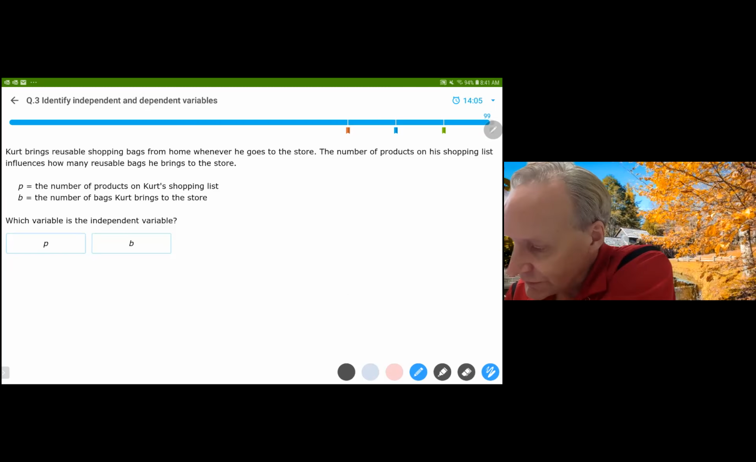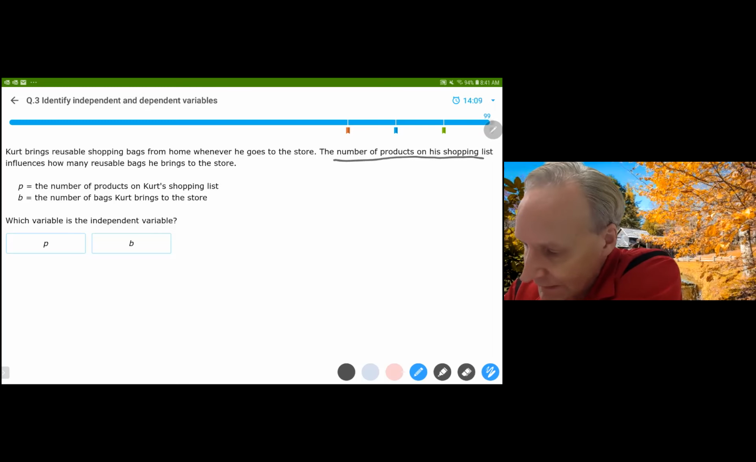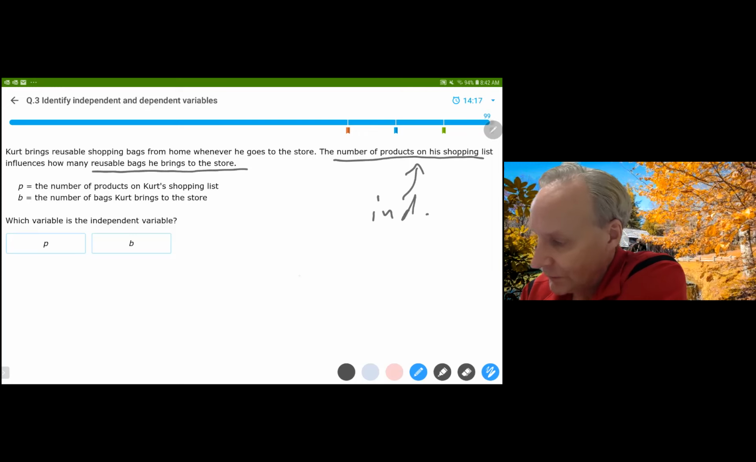Kurt brings reusable shopping bags. The number of products in his shopping list determines how many bags he brings. So the products are the independent variable, and the number of bags he needs, which is B, depends on how many products, doesn't it? And so the independent is the number of products. That's the independent, which is P.